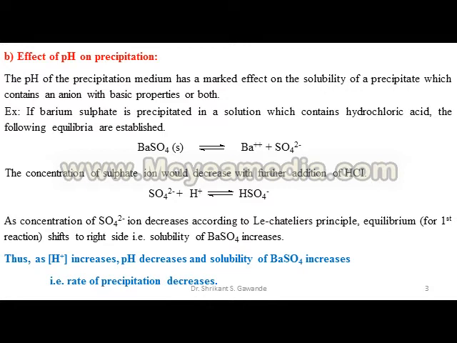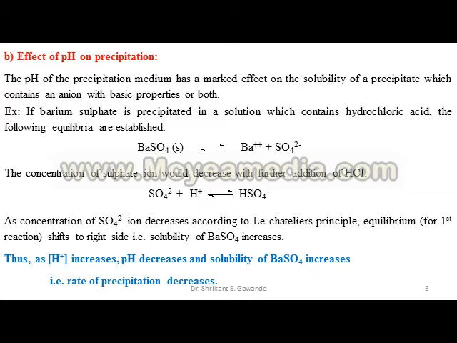The concentration of sulfate ion would decrease with further addition of HCl, that is, SO4 2- plus H+ in equilibrium with HSO4-. As the concentration of SO4 2- ion decreases, according to Le Chatelier's principle, the equilibrium shifts to the right side, that is, the solubility of BaSO4 increases.